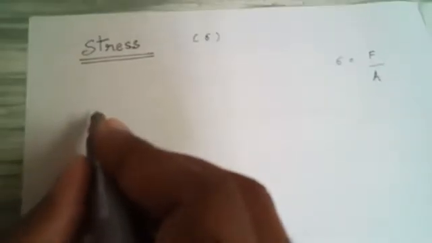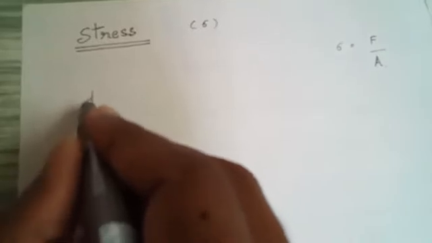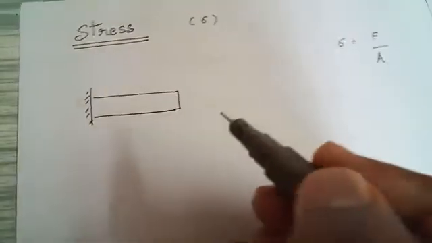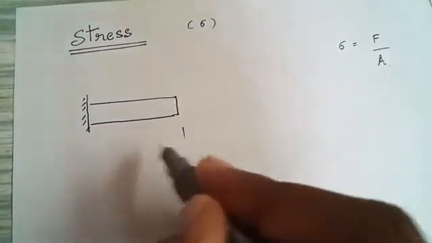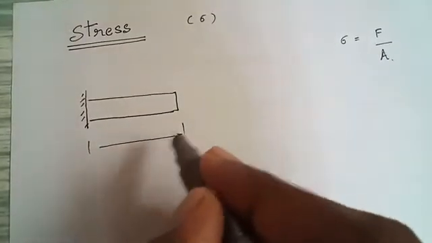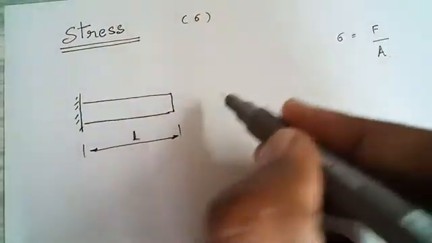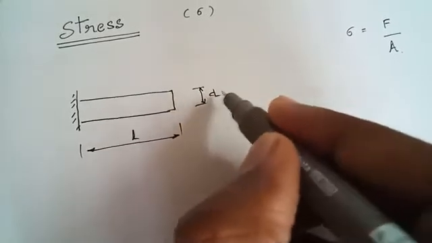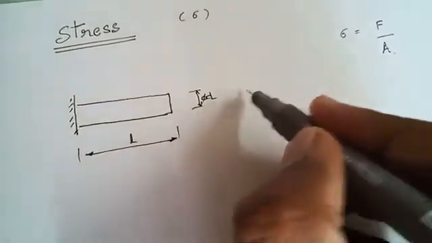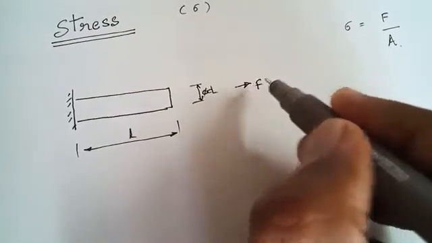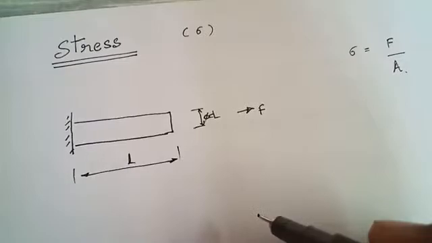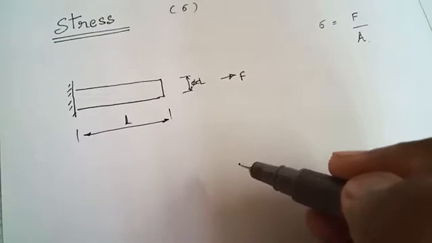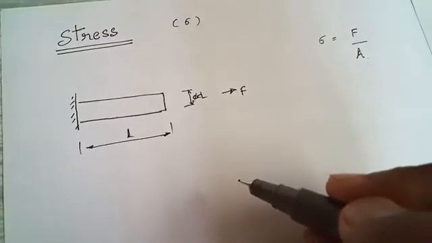Suppose I'm going to consider a bar. The bar is like this and it has a length L, and the cross section I'm going to consider as D, meaning the diameter. So if I'm applying a force at the end of this bar, there will be a response within the material. Internal forces are generated because of the applied external force, and that is the response.